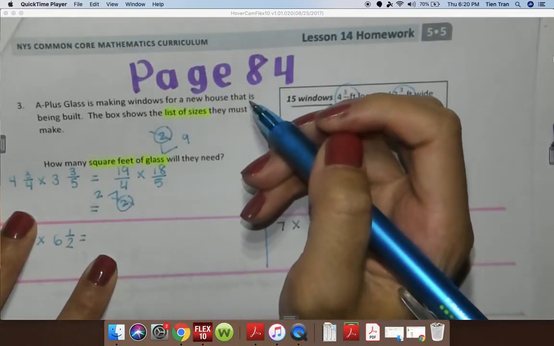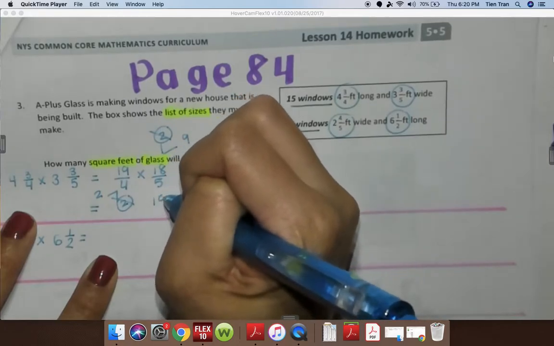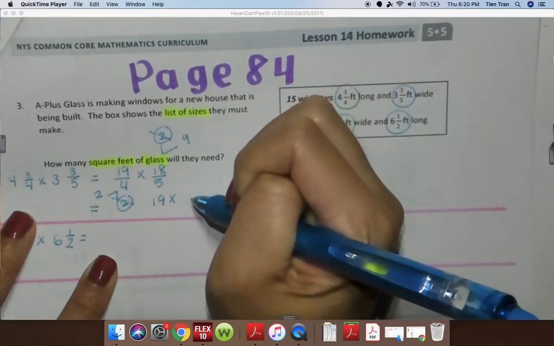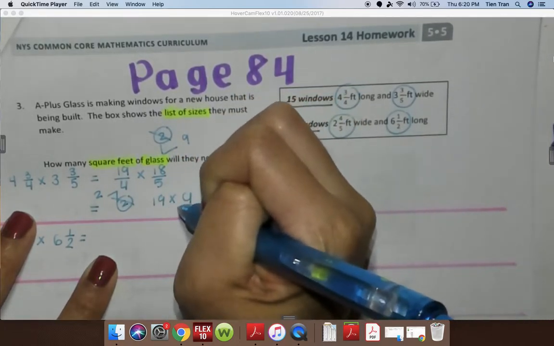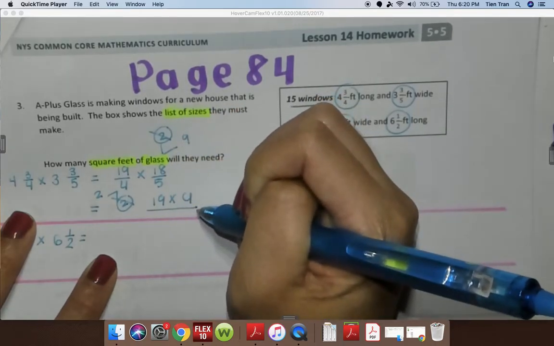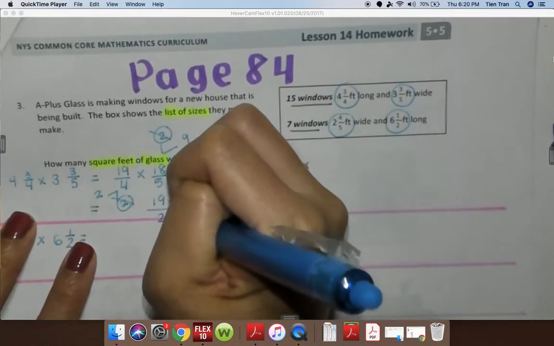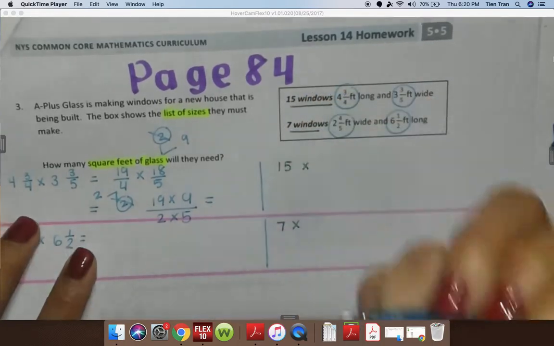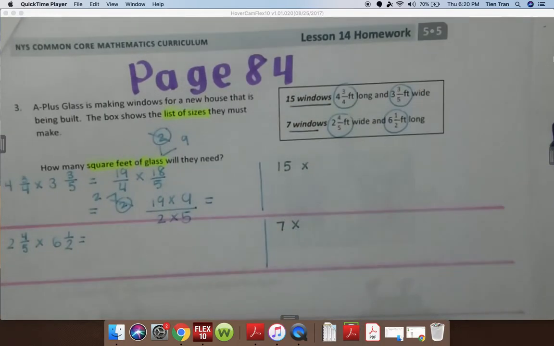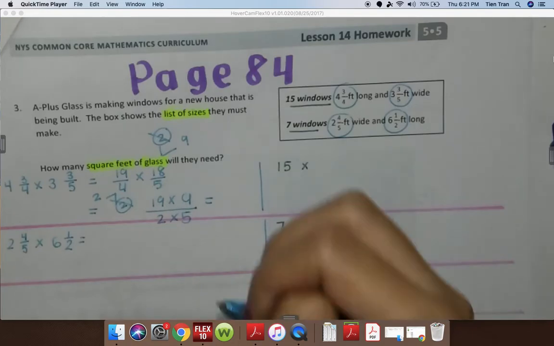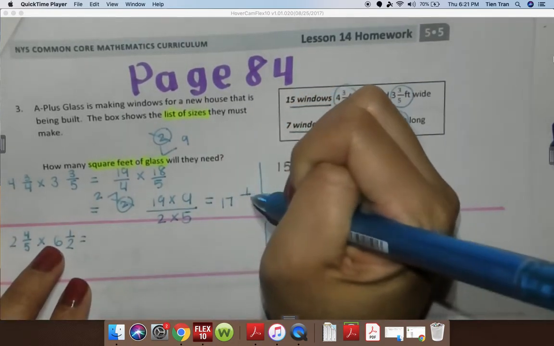So what I have here is going to be 19 times 9, and on the bottom I'm going to have 2 times 5. Okay, and so after I solve for that, 19 times 9 divided by 2 times 5, which is equal to 10, I'm going to get my final answer of 17 and 1/10 feet squared.